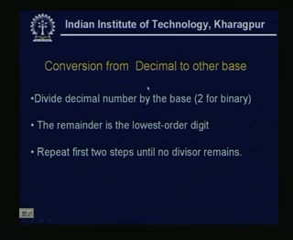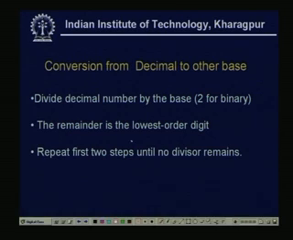So, the first thing is conversion from decimal to any other base. First, this is a general rule I can tell: divide the decimal number by the base. Base means here the number system that I want to convert to from the decimal number system. Say if I want decimal to binary, that means my base is 2.